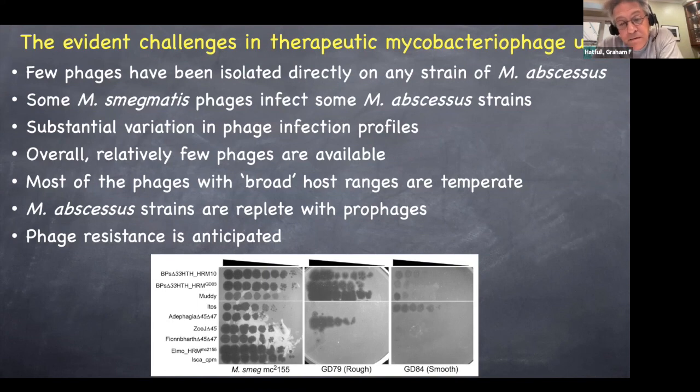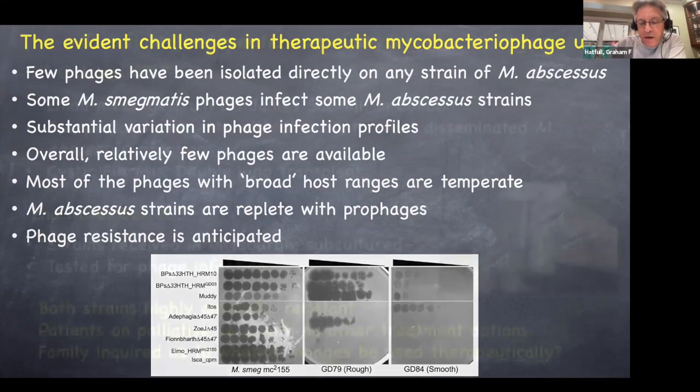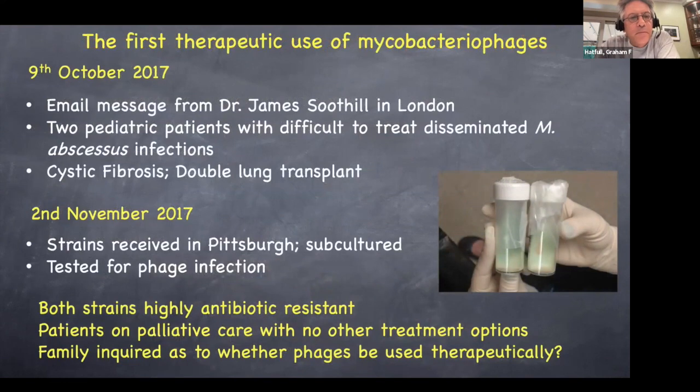And obviously many of these phages are temperate, and so if they're going to be used therapeutically, they need to be engineered so that they're not temperate, so that they kill efficiently and are lytic. And the M. abscessus strains are actually quite interesting because they're replete with prophages, which are likely involved in the phage infection profiles. And of course, we always worry about resistance emerging during a therapy.